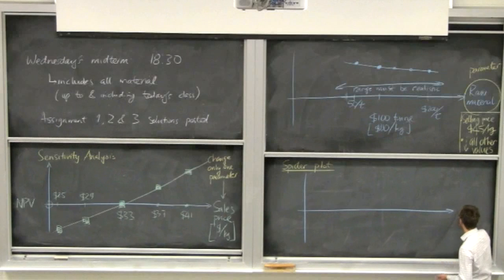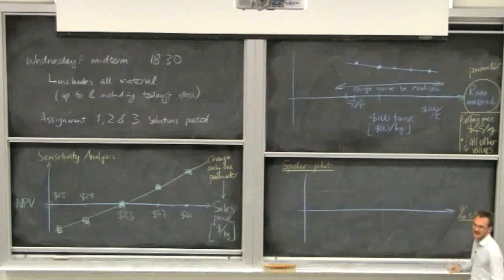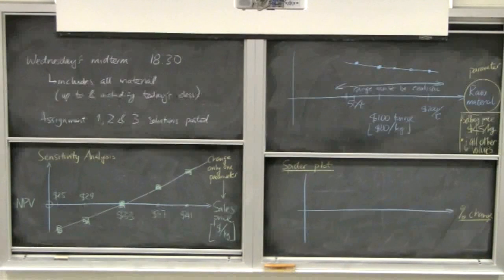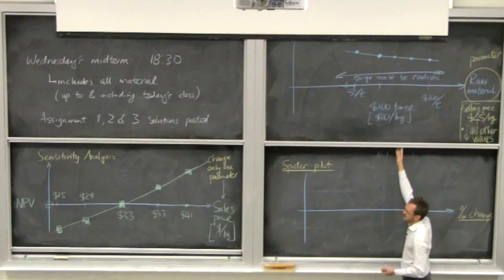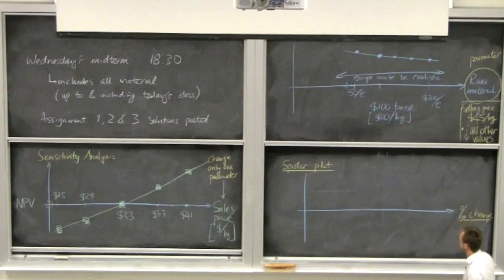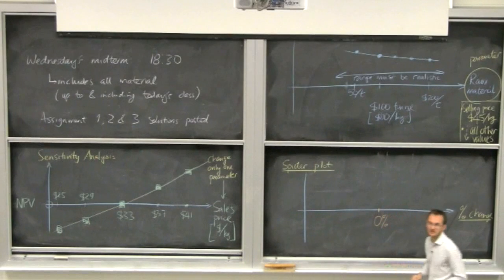So what we do on the spider plot is we plot, over here on the horizontal axis, percentage change. That's all we put. And it's the percentage change of the parameter we're considering. So let's go back over here. What we might start with is my selling price. My selling price has a certain base case, and at my base case, my percentage change is 0%.